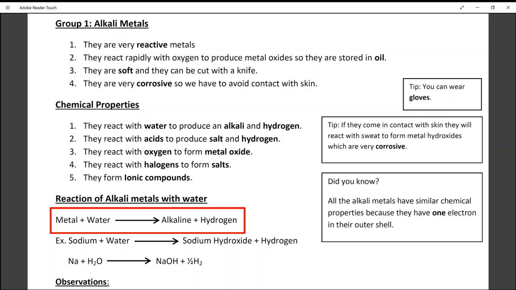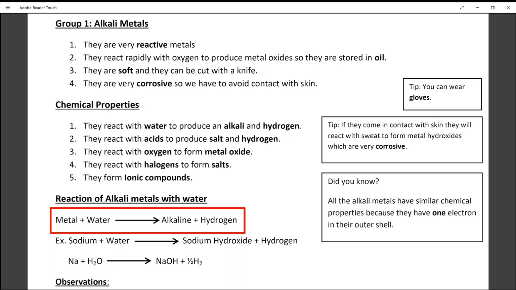If we take a piece of sodium, we can cut it using a knife, seriously. And they are very corrosive. We have to avoid contact with skin. The easier way to do it is to wear gloves when we want to do experiments with them and when we want to touch them.